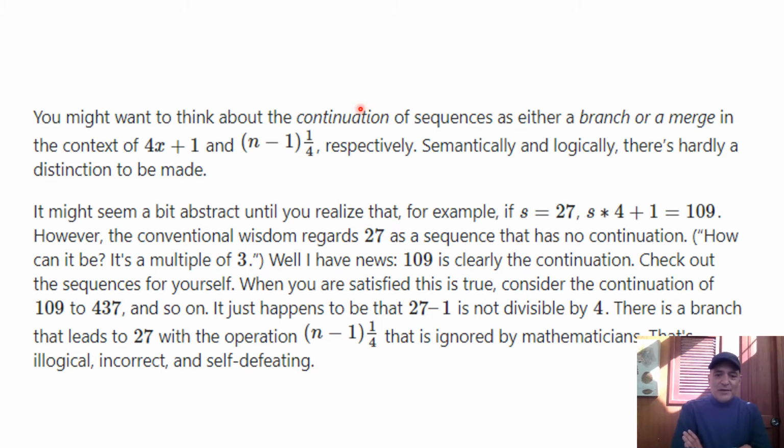So it just happens to be that 27 minus 1 is not divisible by 4. That's all. Like 3 out of 4 numbers are not divisible by 4. So there is a branch that leads to 27 with the operation m minus 1 divided by 4 that is ignored by mathematicians. And I maintain that that's illogical, incorrect, and self-defeating. The fact that 27 happens to be a long sequence is quite irrelevant. It's the smallest sequence in this series that I've just described.